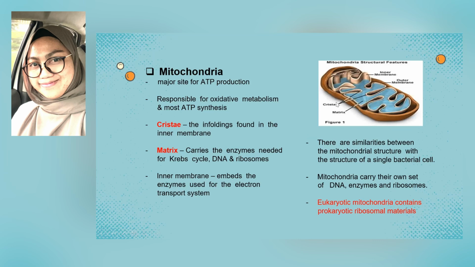It has cristae here, cristae, the infoldings found in the inner membrane, while the matrix carries the enzymes needed for the Krebs cycle, DNA, and ribosomes. The inner membrane of the mitochondria embeds the enzymes used for the electron transport system.